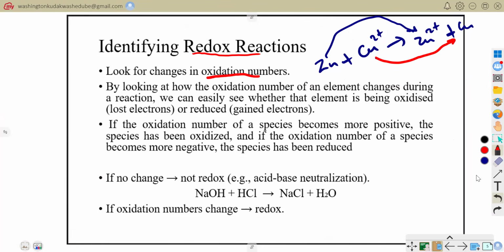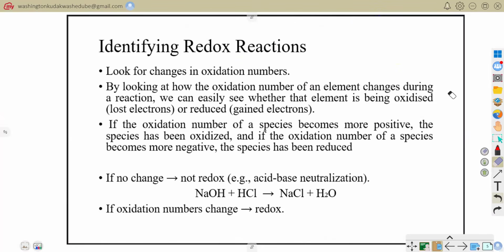So once we have a change in the oxidation numbers, it means there is a redox reaction. We can identify a redox reaction by simply looking at the oxidation state. Is there a change in the oxidation state? By looking at how the oxidation number of an element changes during a reaction, we can easily see whether that element is being oxidized, which is to lose electrons, or being reduced, which is to gain electrons. If the oxidation state does not change, it is not a redox reaction. It can be an acid-base neutralization reaction.